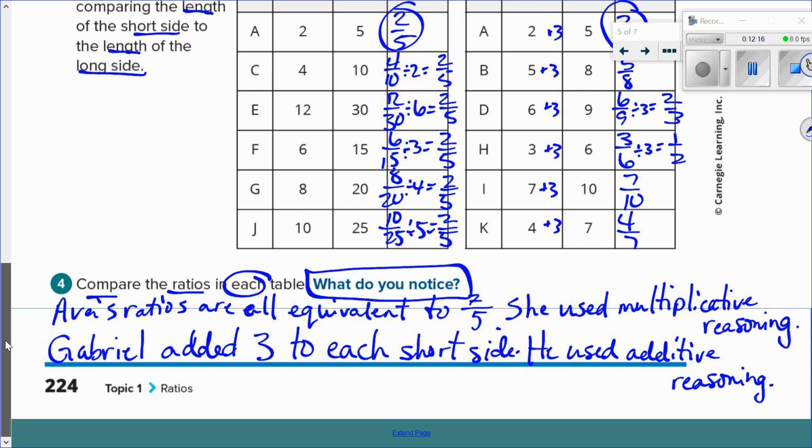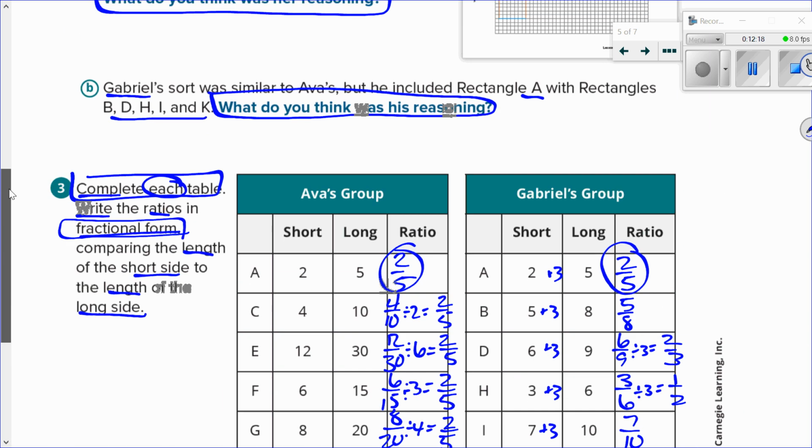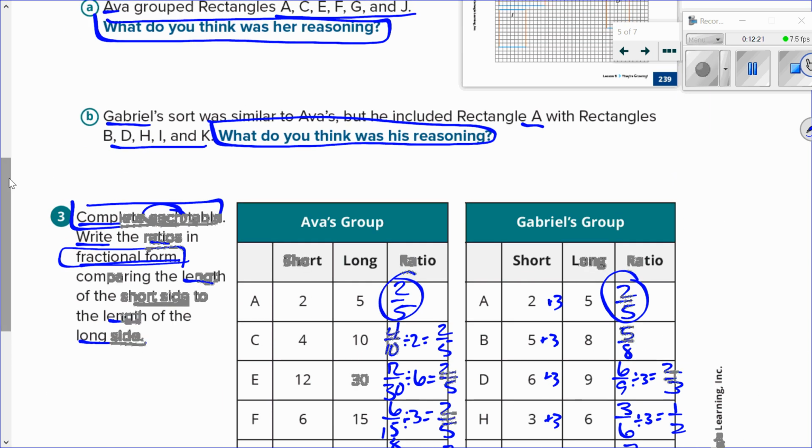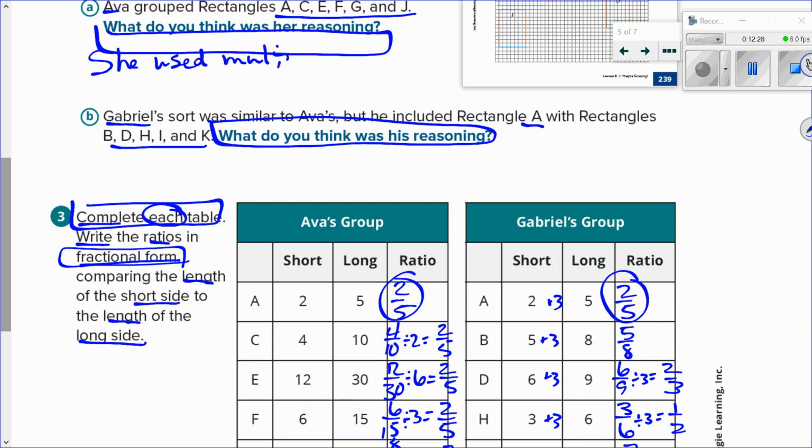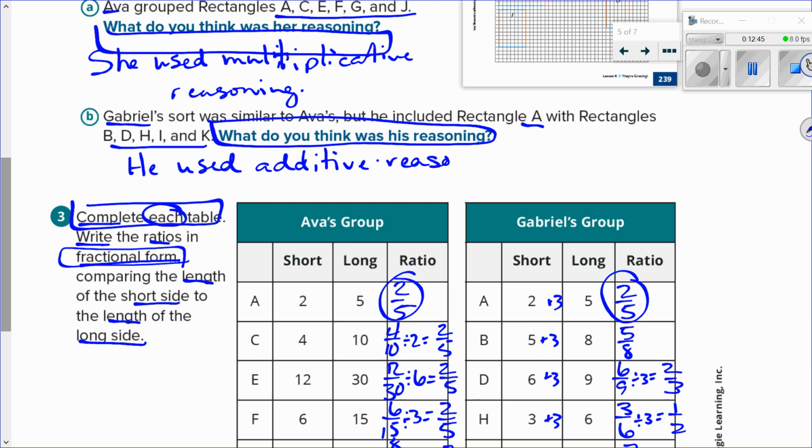Okay? Which actually kind of answers these two. She used multiplicative. Let me try that again. There we go. So that answers all of our questions on this page.